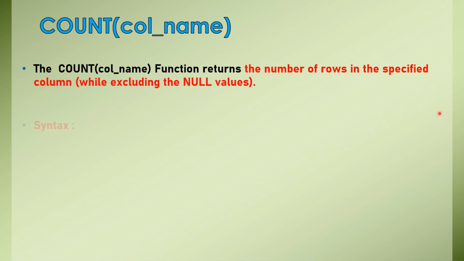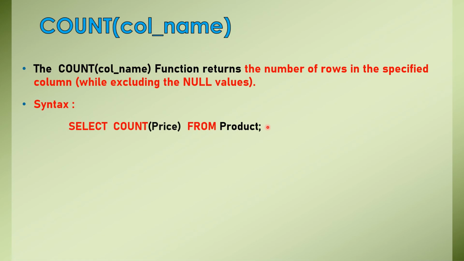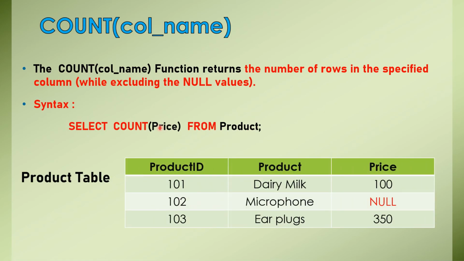So what is the syntax? The syntax is very simple. Suppose you have a product table, and you want to count the total number of products, but the column name you have given is price. Now you can see in this table you have two values and a null value. So whenever you run the count algorithm on this price column, what will happen? This will count 100, this will not count null, and it will count 350.